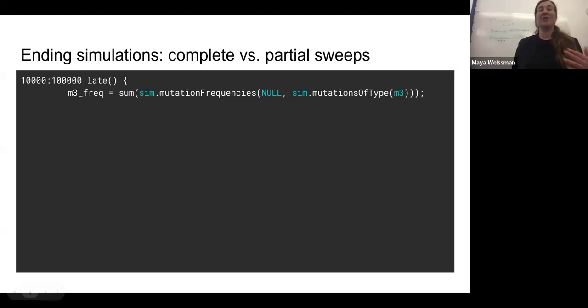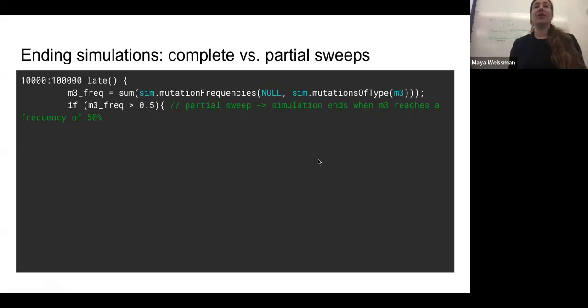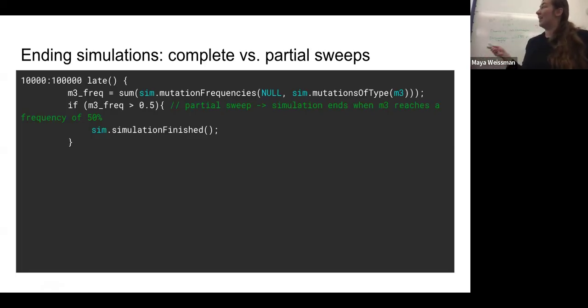So sum of sim.mutationFrequencies of sim.mutationsOfType M3, and then an if statement. If that frequency is greater than 50%, I'm going to end my simulation there, and maybe I would also include a sim.outputFull to include the output there. So all of this is to say that you can change this if statement to be any frequency you want. If you want to do it at 90% or 100%.